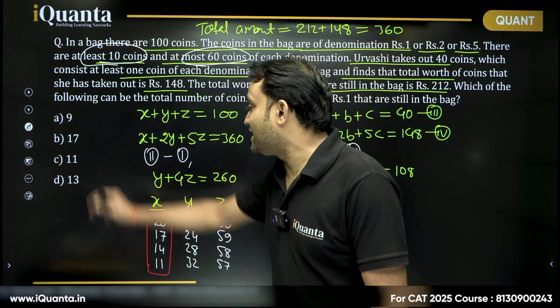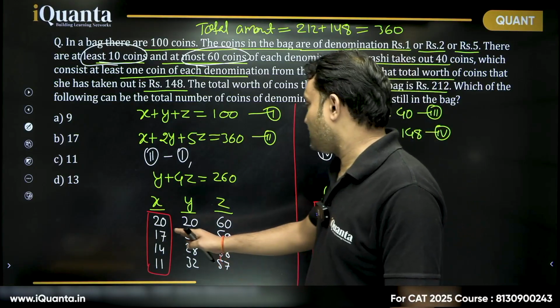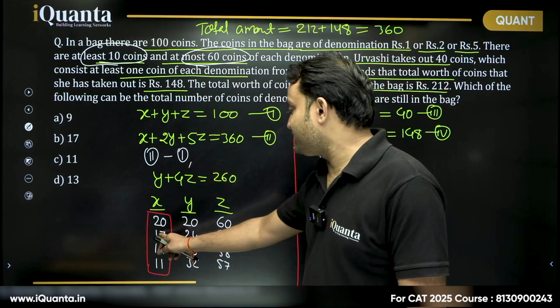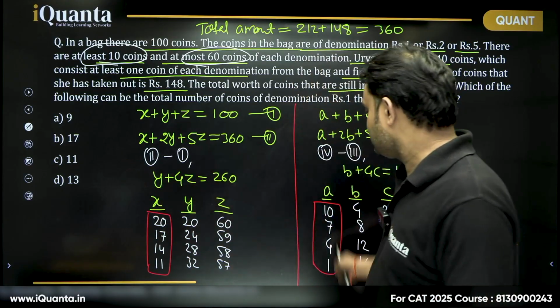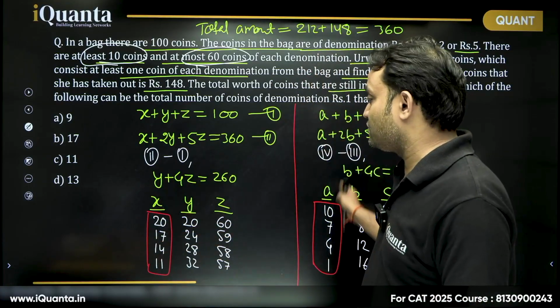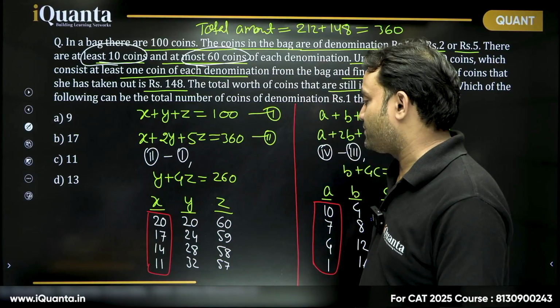Now consider 11. 11 cannot be left. If we check in case of 11, 20 minus 9 should be 11, not possible. 17 minus 11 will be 6, no 6 is here. 14 minus 3 is 11, there is again no 3 here. 11 minus 11 is 0, which is of course not going to happen.